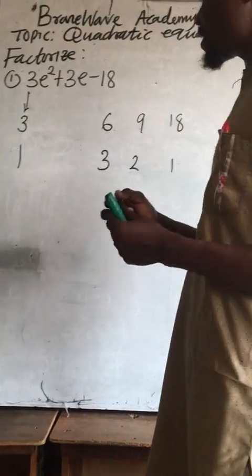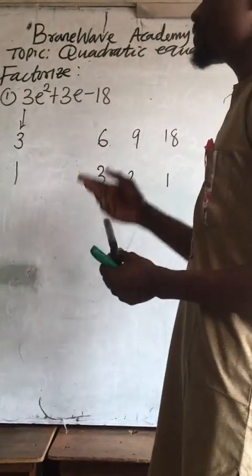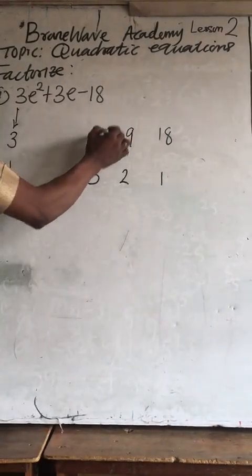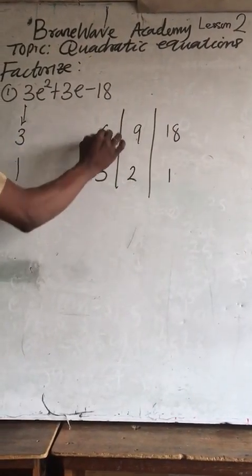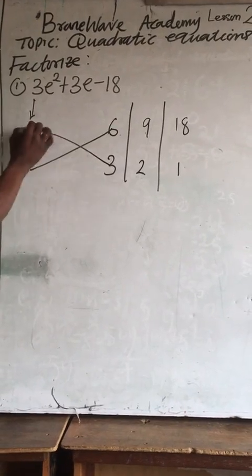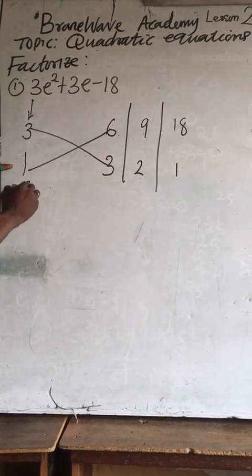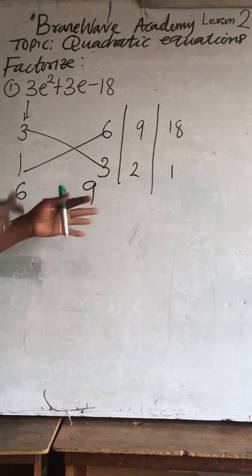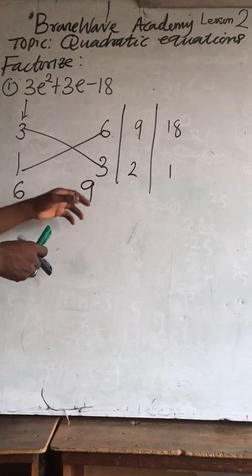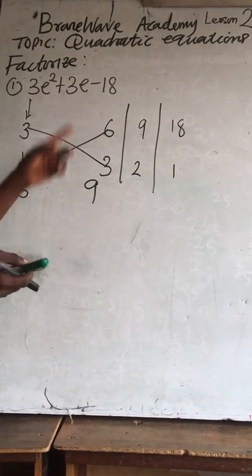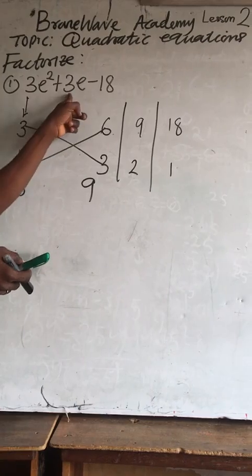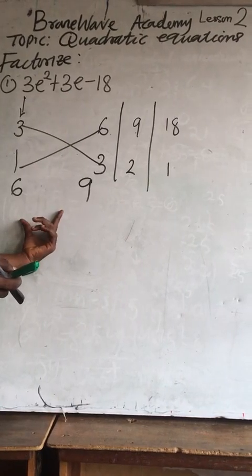We will start testing each factor one after the other. The one that can give us 3 is the one we are going to use. Let's get started. I will use the first one. 6 times 1 and 3 times 3. 6 times 1 is 6. 3 times 3 is 9. Let's see, can we add or subtract these values to actually have 3? 9 plus 6 is 15. We don't have 15 here. 9 minus 6 is what? 3, which means this one is the factor.